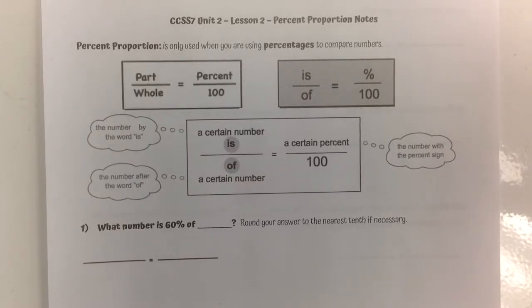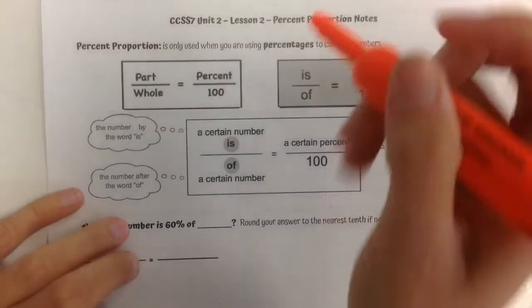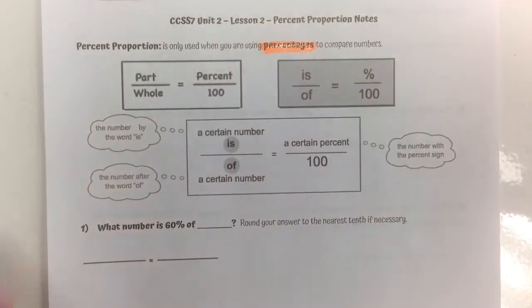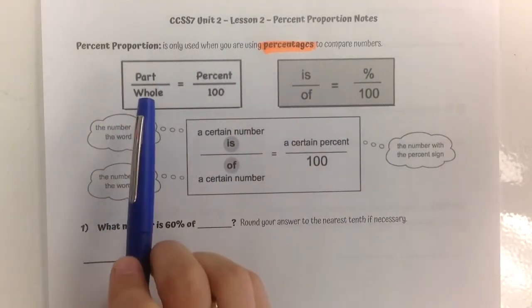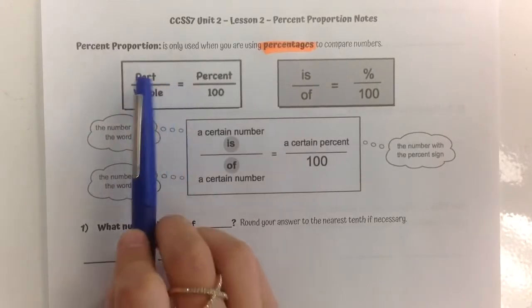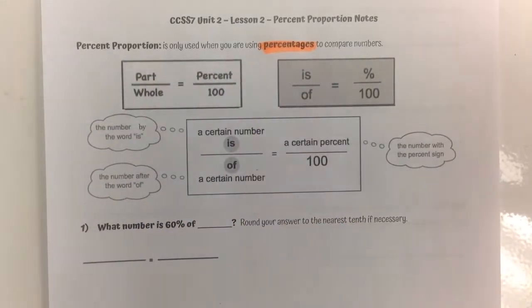Today we're going to talk about percent proportion. A percent proportion is used when you are using percentages to compare numbers. So specifically, there needs to be a percent in it. The basic setup is you're comparing part of something to the whole value, and that part equals what percent out of 100.